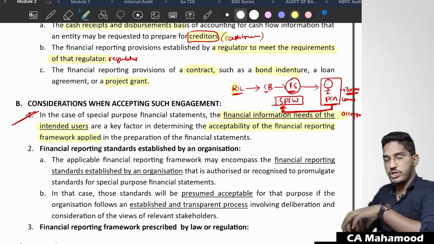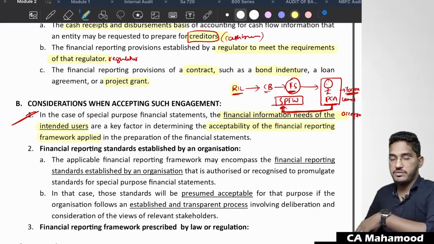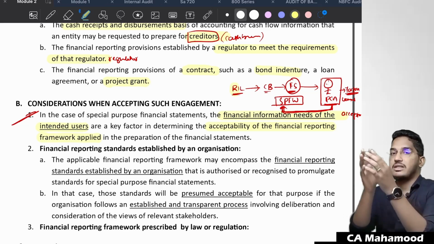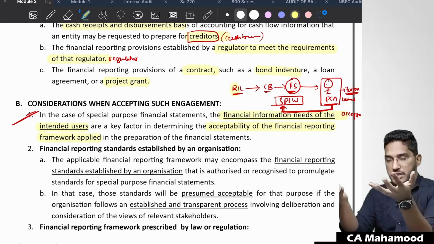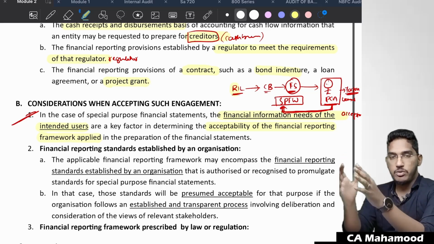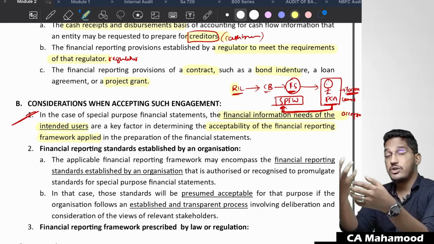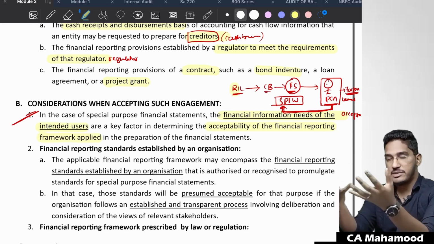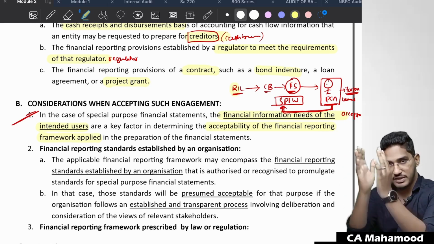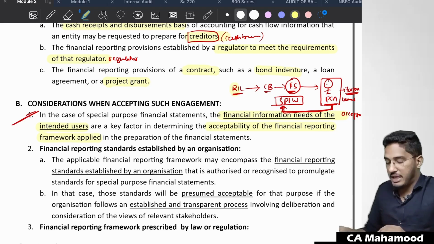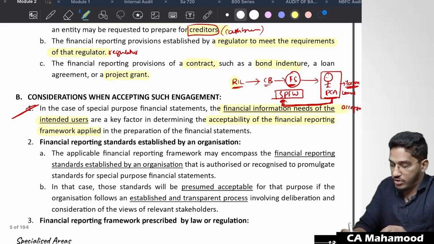So when a client approaches you, asking you to do the audit as per special purpose framework, first you need to determine whether that framework, whatever they are following, is appropriate and acceptable. Are they fulfilling the needs of the intended users? Are they fulfilling the needs of those specific users or not? You have to consider this and first determine that the applicable financial reporting framework is acceptable or not.